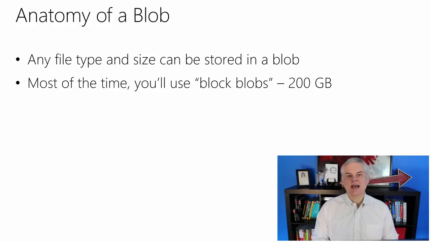And so most of the time, there's two different types of blobs. The first type of blob is a block blob, and the maximum size of a block blob is 200 gigabytes. So just think of just your typical files on a file system. Images, video, music files, documents of any sort, executable files, whatever you want to store up there, you can store up there. And that's what you're typically going to be using as a block blob.